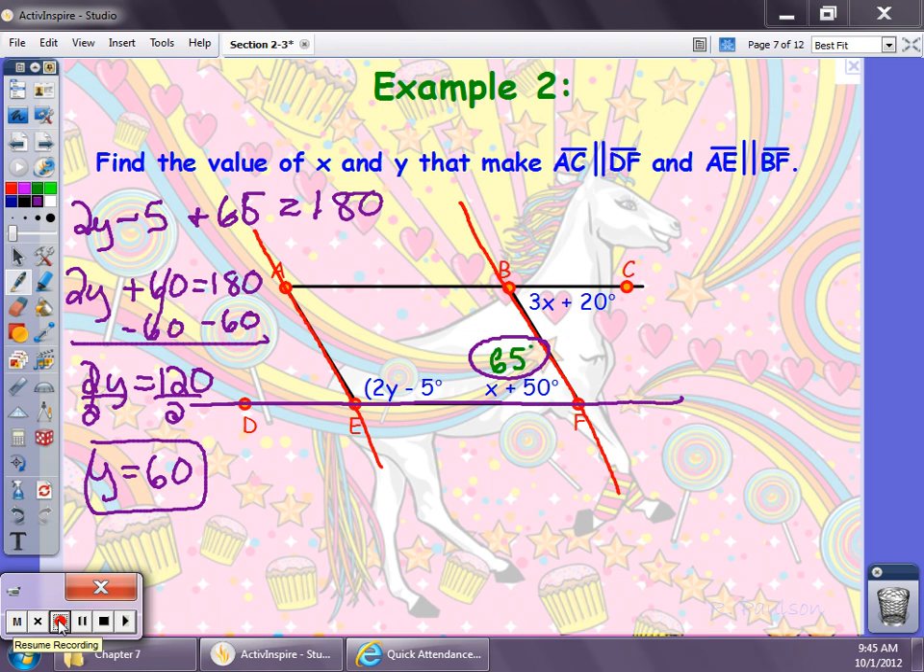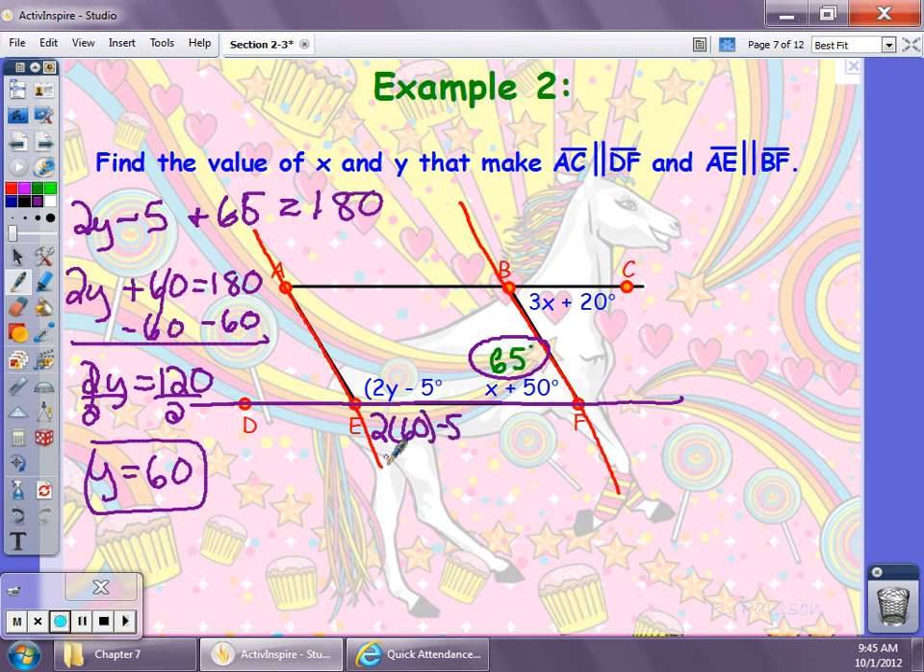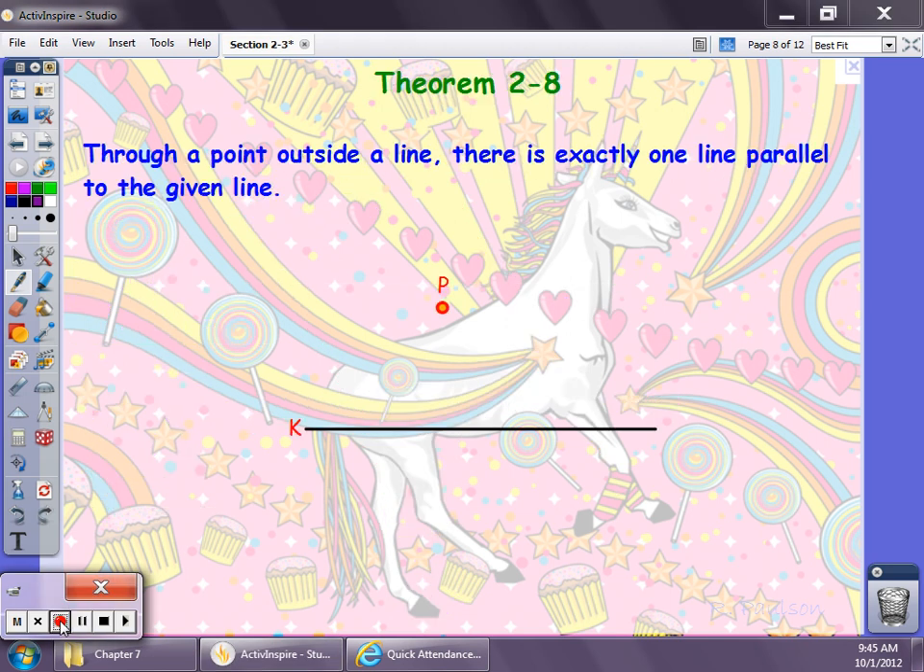So now if I wanted to check this, I could actually substitute in 60 for y. So 2 times 60 minus 5 would give me 120 minus 5, or 115 degrees. So if I take 115 degrees and add that to this angle of 65, I now know that together they will equal 180 degrees, which makes them same side interior angles that are supplementary, and therefore I can conclude that segment AE is parallel to segment BF.